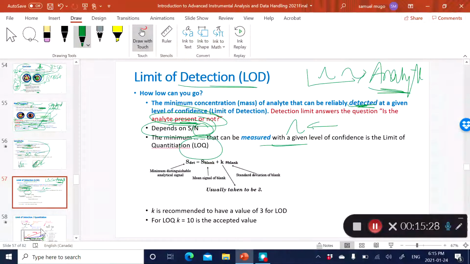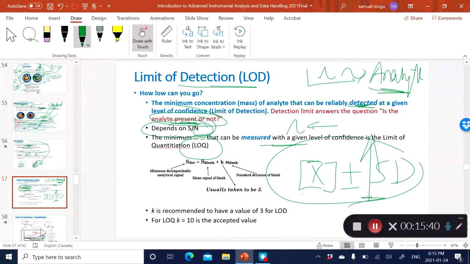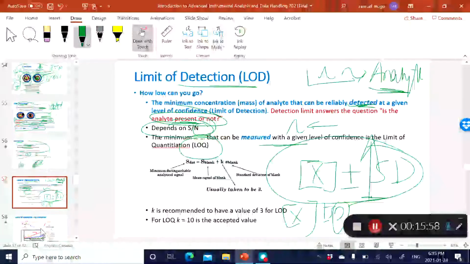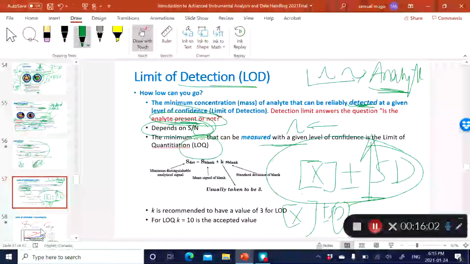For the limit of detection, the data that I get may be the concentration of the sample, but the standard deviation would be very, very high for me to be very certain in terms of quantifying it. On the other hand, the limit of quantification is where the standard deviation is small enough, and so I'm fairly confident that my analyte can be quantified reliably.